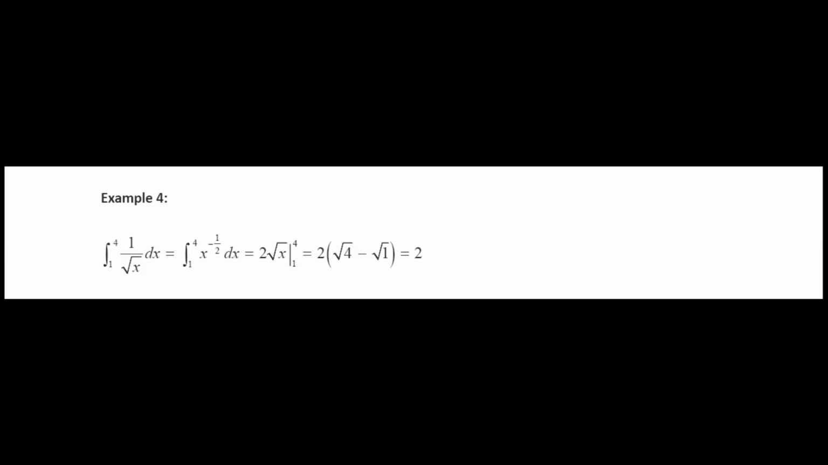Example 4, we want to review 1 over the square root of x, which you have to write as x to the -1/2 before you find the antiderivative. And then we add 1 to -1/2, giving you +1/2, and dividing by 1/2 is like multiplying by 2 over 1. This is the antiderivative. We'll pull the 2 out. We'll put the 4 in, which is the square root of 4. We'll put the 1 in, which is the square root of 1, and this gives us a net answer of 2. Check behind us with the arithmetic.